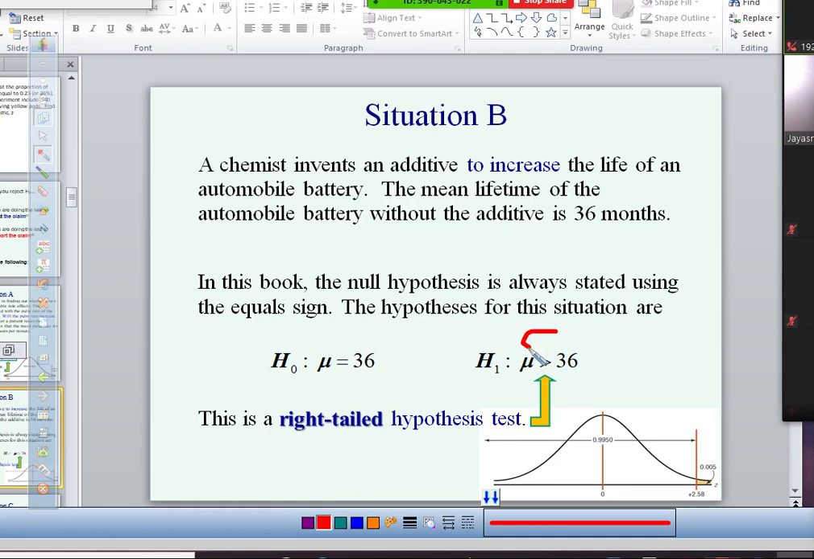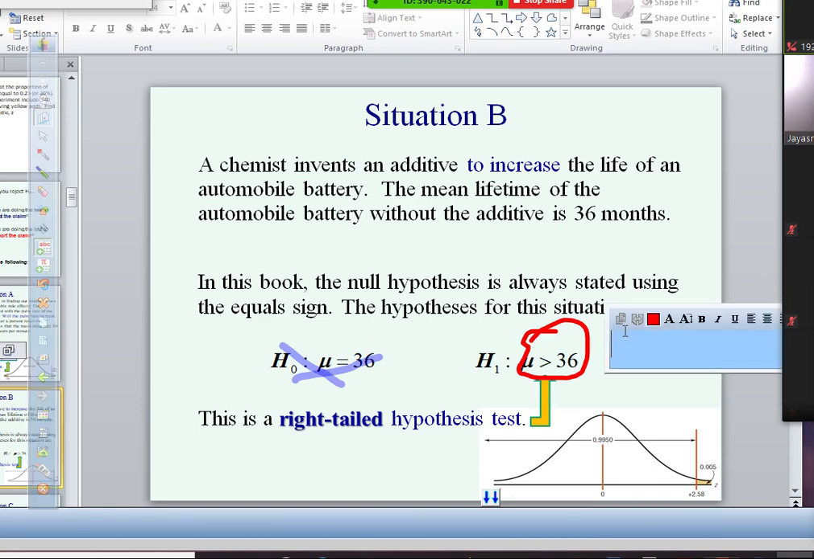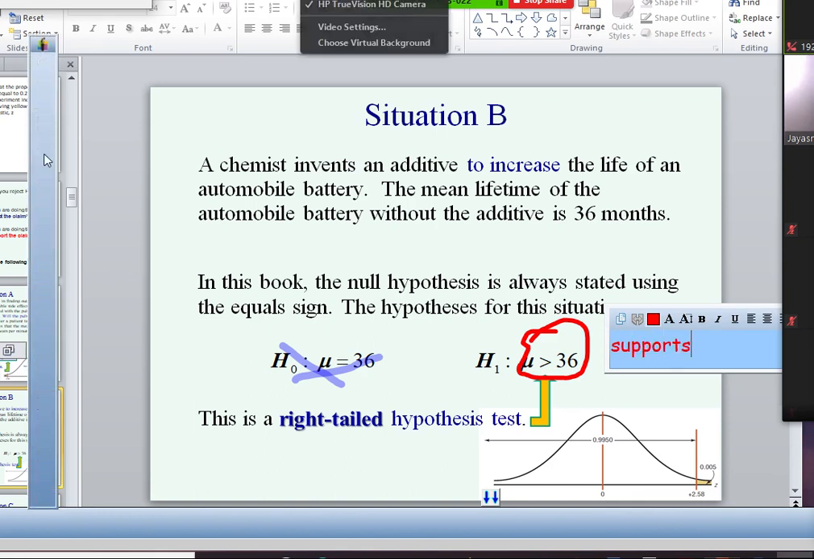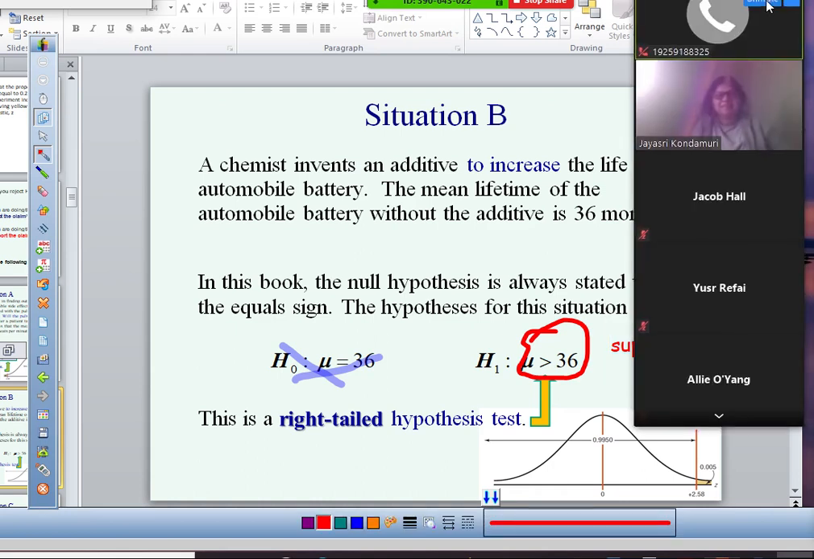H1 is my claim. Then what happens if I reject H naught? If H1 is my claim, if I reject H naught, what does that do for my claim? Does it help it or hurt it? If I reject H naught and H1 is my claim, that helps my claim, that supports my claim. So that is sort of what we're getting at here.